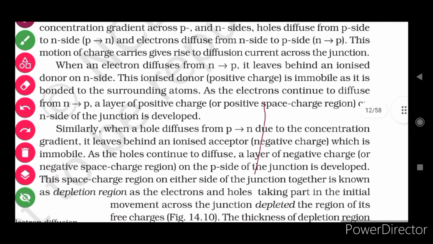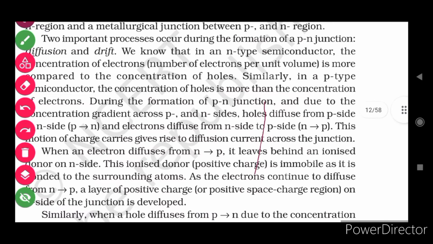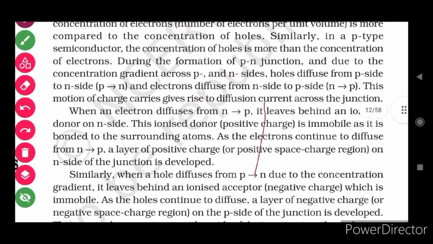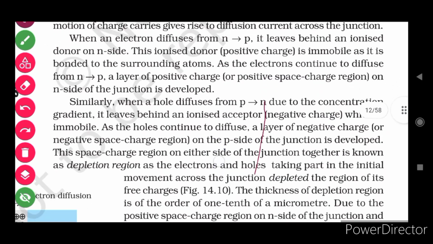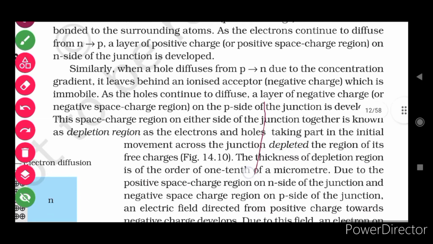I think I covered this one. Similarly, when a hole diffuses from p to n, due to the concentration gradient it leaves behind a negative ion. I already told you this.